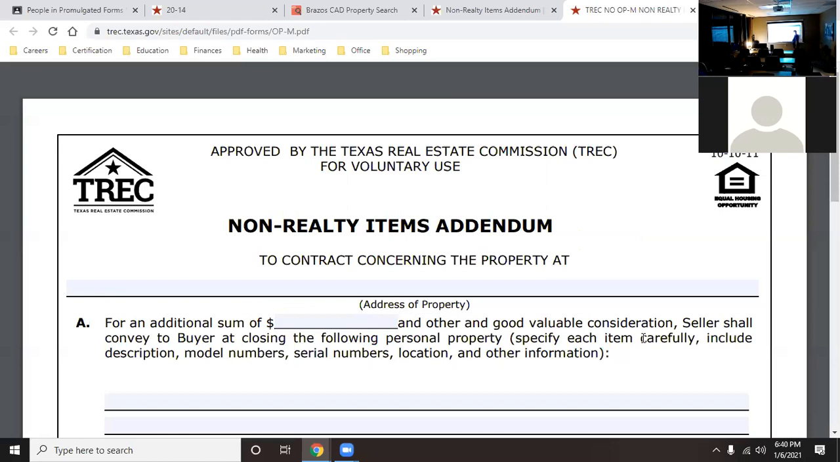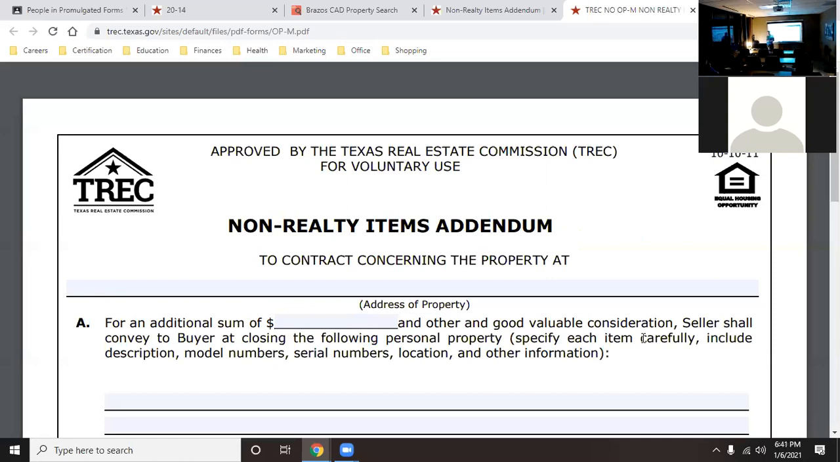That's why it is imperative when you're filling this form out that you do it in detail. Does that make sense? You need to specify what it is and, if possible, include the model numbers, the serial numbers, and the location. You want to be very specific. And I even take pictures sometimes. If there's a possible chance of confusion, I'll attach a picture of it to the contract, just so that I'm protecting my client's interests.